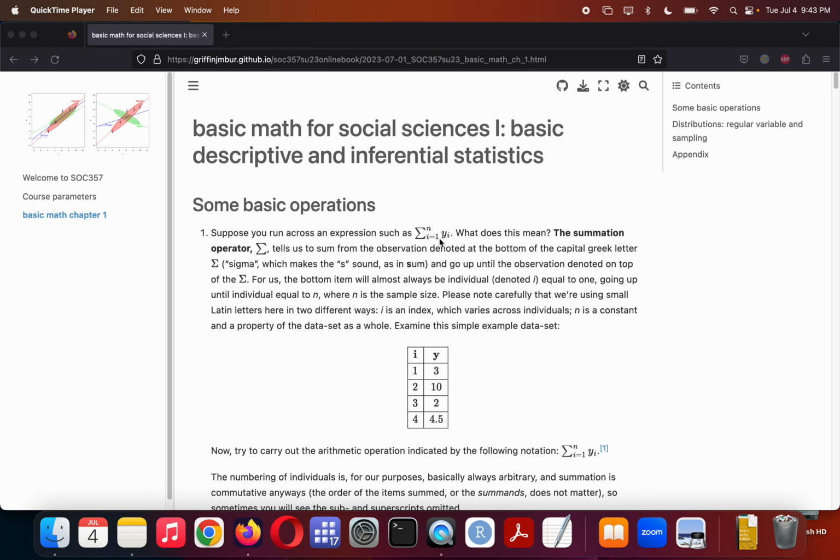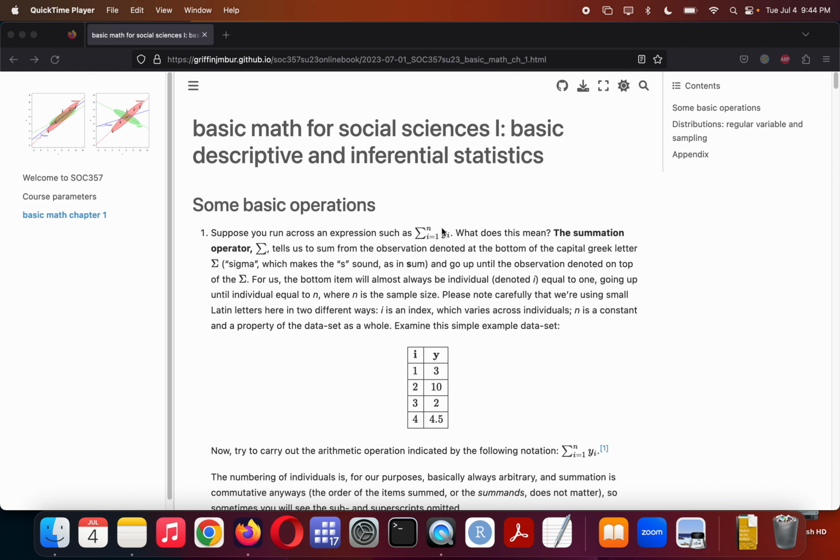The y is a variable, or more properly, it's a realization of a random variable. So we'll learn in just a moment that random variables, and I've already expressed this if you're in my SOC257 course, are typically denoted with capital Roman letters. Roman letters are the ones that we use in English. Lowercase Roman letters are basically realizations of those random variables.